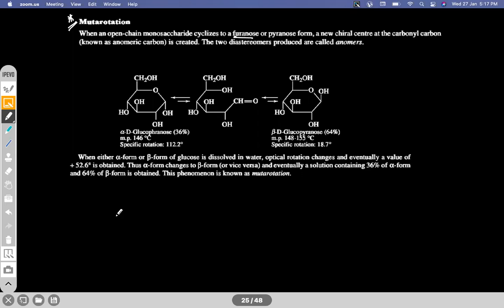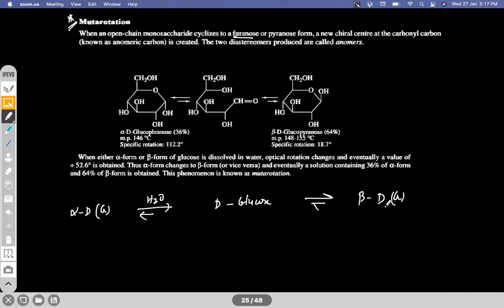Okay. So we have alpha D glucose and beta D glucose. So what happens if you have alpha D glucose and you dissolve this in water? It converts into D glucose simply, open chain. This was the cyclic form because we have alpha over here, D glucose. And when this again tries to form a bond, the cyclic structure, then this could be beta as well as alpha also.